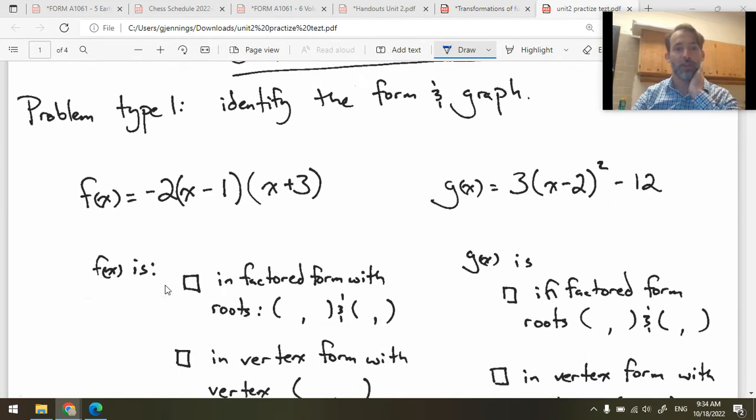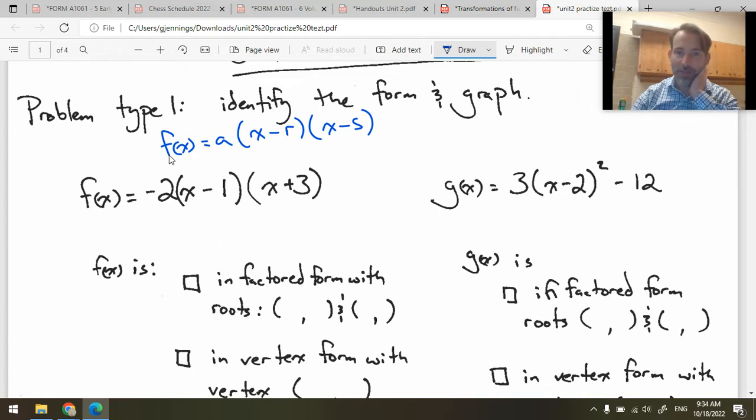So here we have f of x is minus 2 times x minus 1 times x plus 3, and I recognize that f of x is in factored form. Factored form always looks like this: the stretch factor multiplied by x minus the first root multiplied by x minus the second root. So this is in factored form, so that is the correct multiple choice answer.